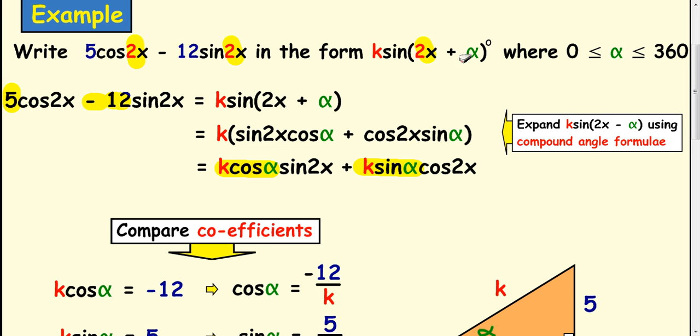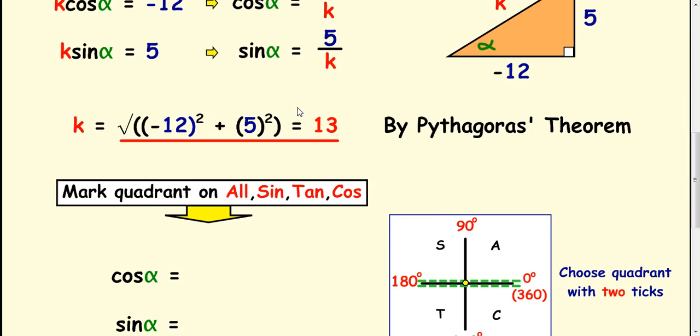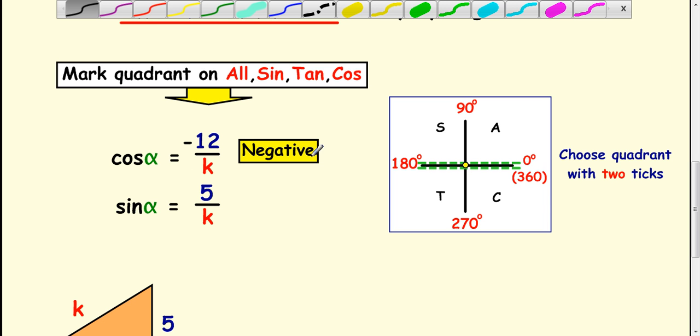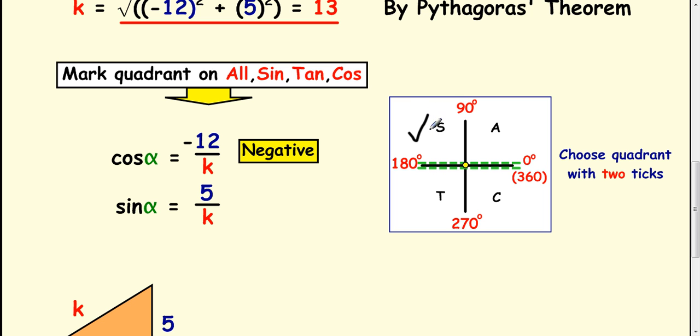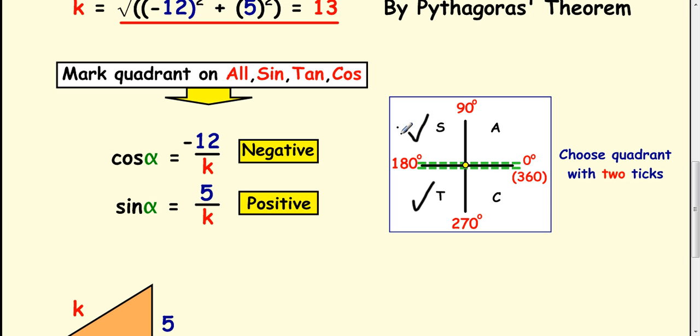The next thing we have to do is work out our alpha. So I'll just rewrite these two parts here because I'm moving the screen down. We can see here that cosine is negative. I've got negative 12 over k. So I need to tick which quadrants the cosine is negative. So that would be the S, the second quadrant, and the T, the third quadrant. Sine here is positive, so we have to tick where the sine is positive, and that would be here and here. And then we choose the quadrant with the two ticks to find out where our phase angle is. It's the second quadrant.